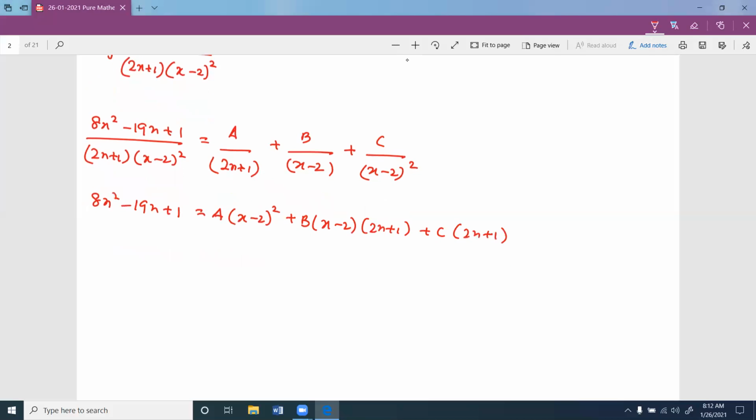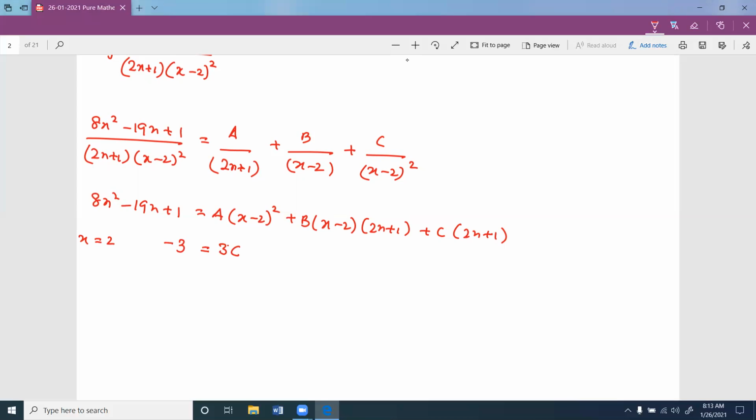Then what you need to do is initially try to find out the value for C by making x equal to 2. If I put 2 here, 8 times 4 is 32. 32 minus 38 is minus 6. Minus 6 plus 1 is minus 5. These two terms get cancelled.